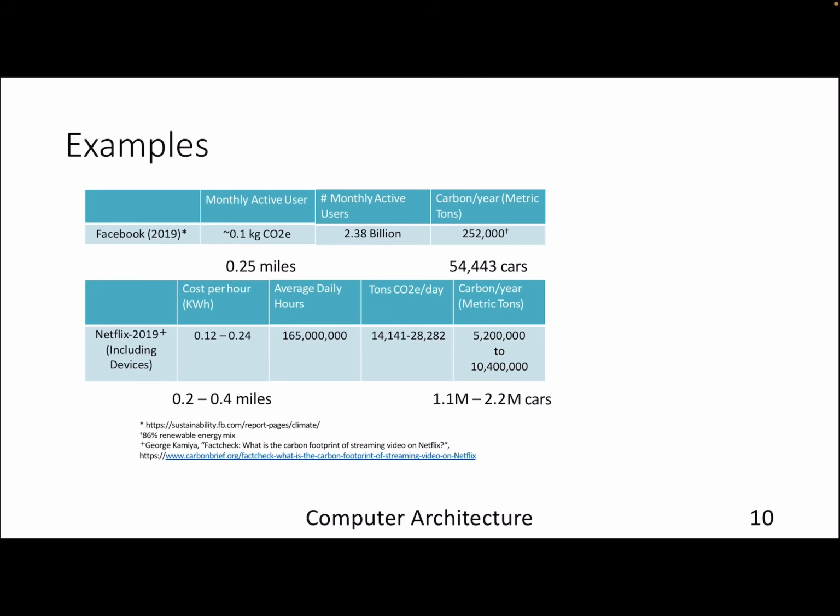There are more examples that you can go through, looking at these numbers more minutely. This is from Netflix and Facebook, and you can try to correlate how much carbon they emit per year in tons, and that it is equivalent to the carbon emitted by, let's say, thousands of millions of cars.